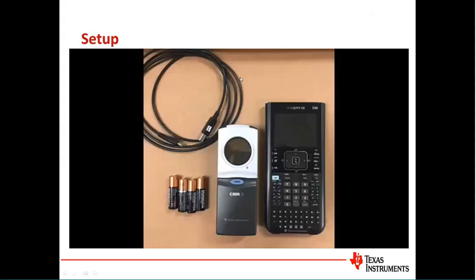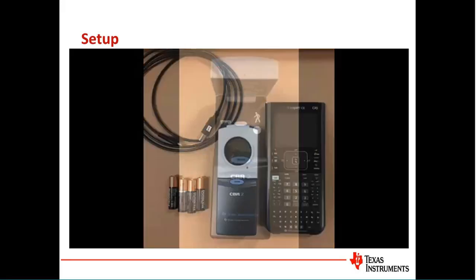So I'll just quickly walk through how the CBR2 can get set up. Basically, you just need 4 AA batteries. You've got your cable that connects the CBR2 to your calculator, and of course you need to have your calculator there. In terms of calculators, you can either use an nspire CX-CAS, an nspire CX, or a TI-84. There's quite a few calculator models, but those are the main ones that it works best with.